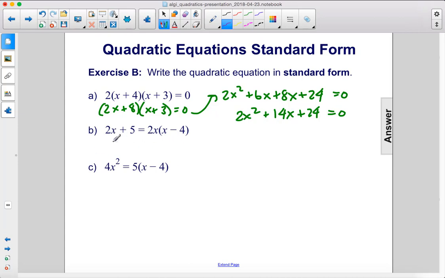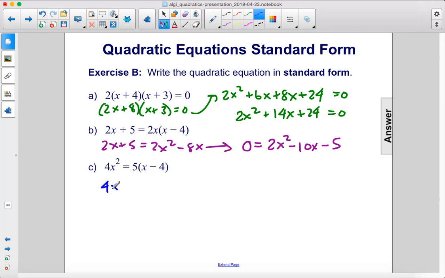Moving on, alright, we're going to multiply this out, leaving us with 2x + 5 = 2x² − 8x, and then we're going to move everything over to the right side, and that would give us 0 = 2x² − 8x − 2x, which gives us negative 10x, and then this will be negative as well, −5.